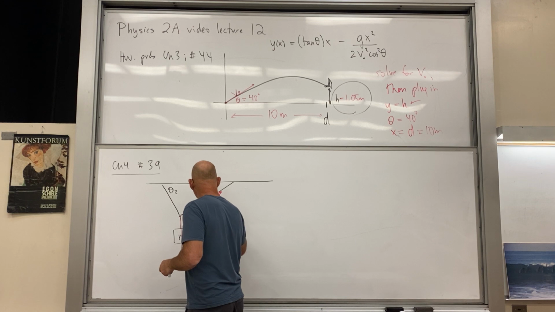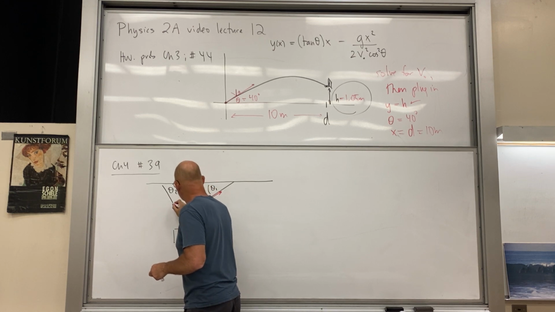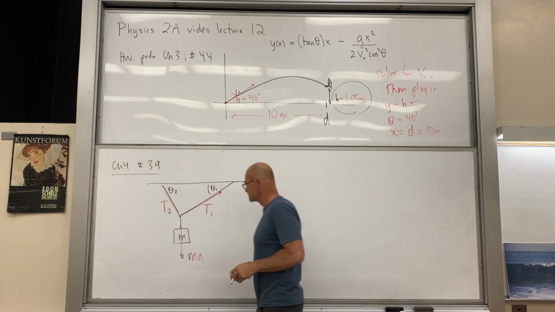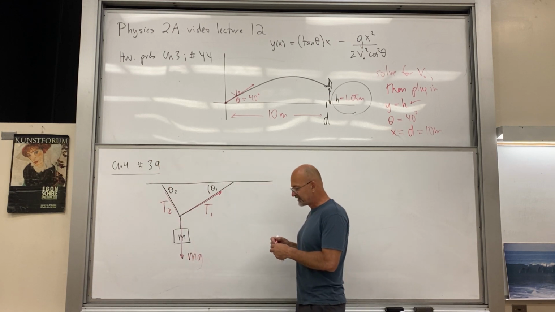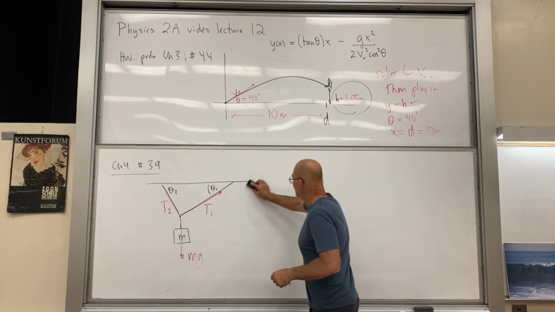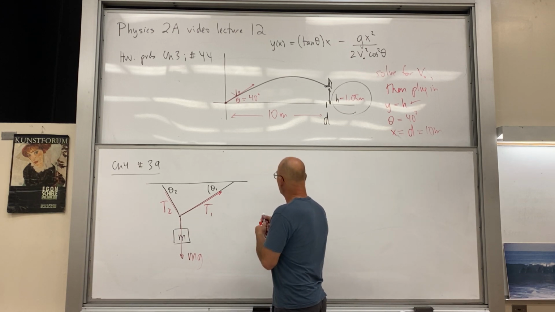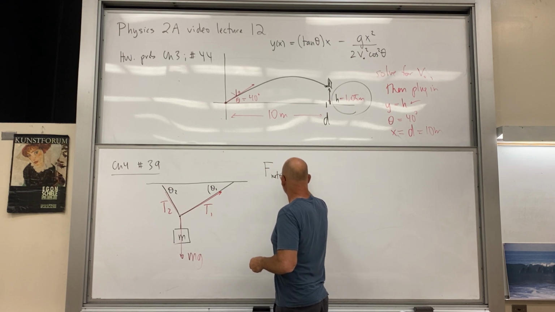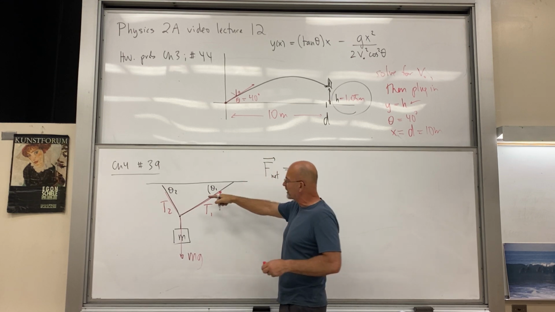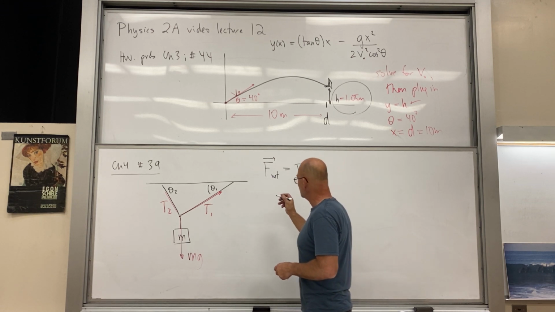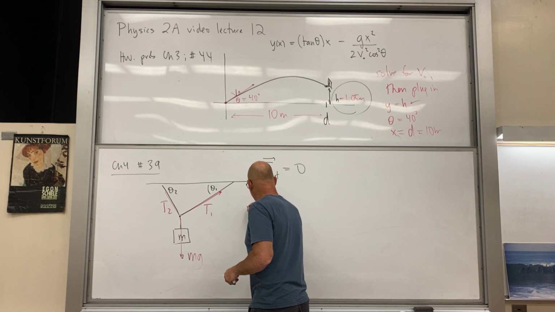So there's my T1, and here's my T2. Now what we have is that the net force equals 0. Here's my eraser. Okay, so the net force in this case equals 0. That would be the vector sum of those 3 arrows equals 0. What we do though is we break it down into the x and the y directions.